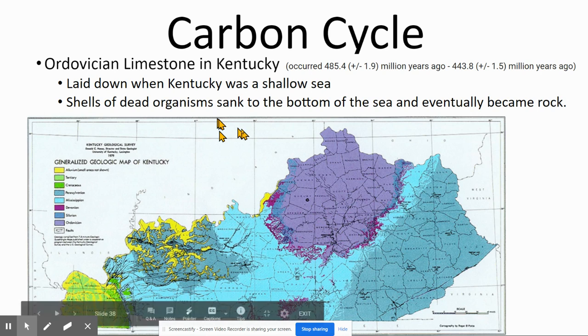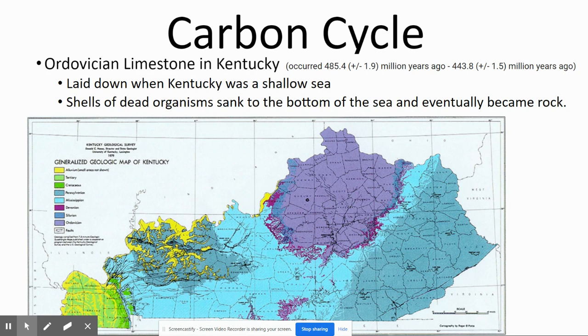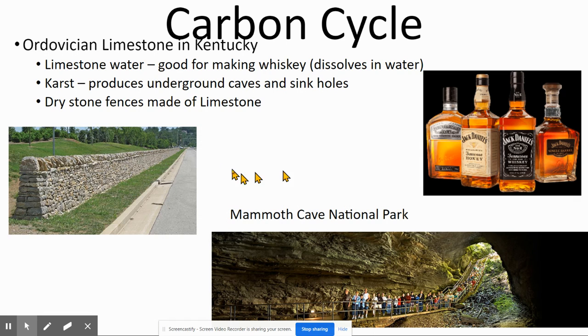And I'll just show you, this is limestone in Kentucky. Most of Kentucky is actually limestone, but this is Ordovician limestone, and Lexington is right in the middle of it. This is the oldest bedrock in Kentucky. Those dry stone fences you see are made out of limestone. Limestone water is actually good for making whiskey. If you ever go to a bourbon distillery, there's usually a limestone creek flowing right beside it, and that's where they traditionally got their water. They don't get their water there anymore.